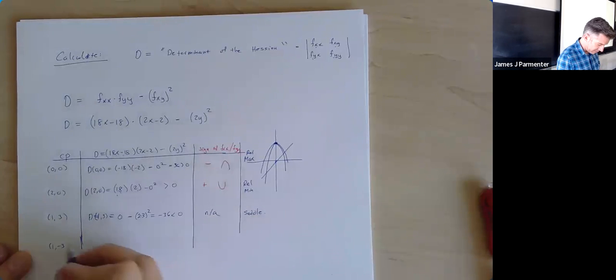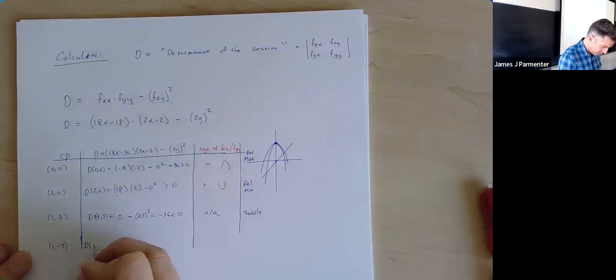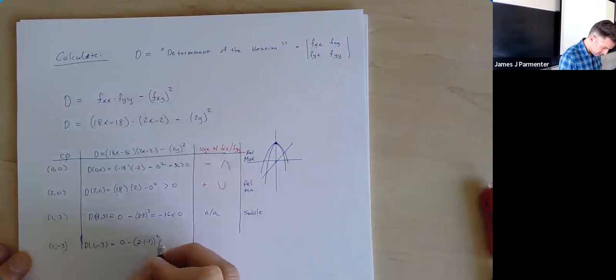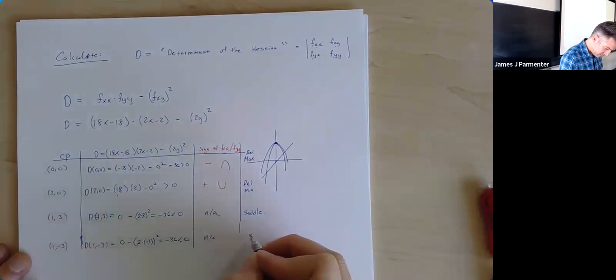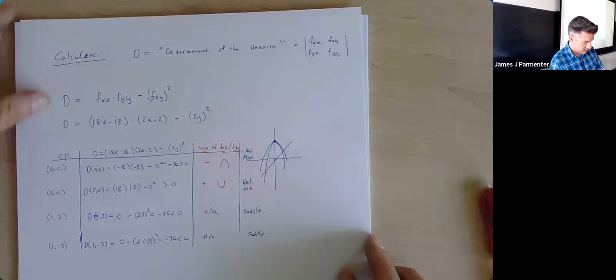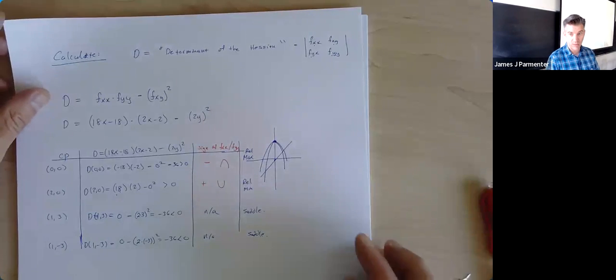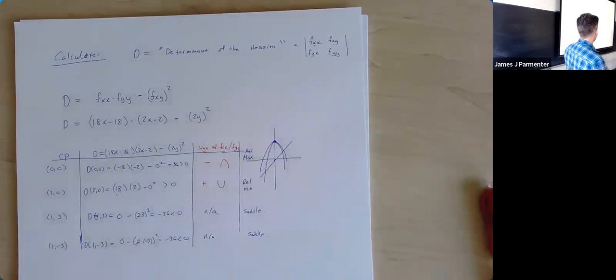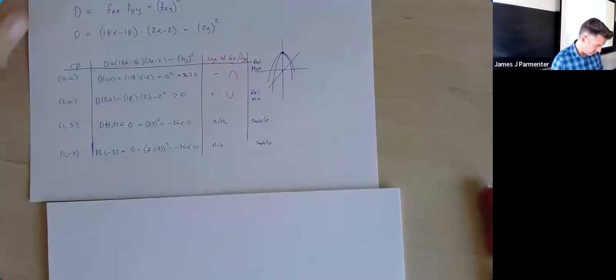And then same thing's going to happen for (1, -3). We plug in (1, -3), we're also going to get 0 minus 2 times (-3) squared, which is also negative 36, which is negative. So that's the whole gist with this finding and classifying critical points of a function of two variables. Let me spell it out just so we can have it more formally written.